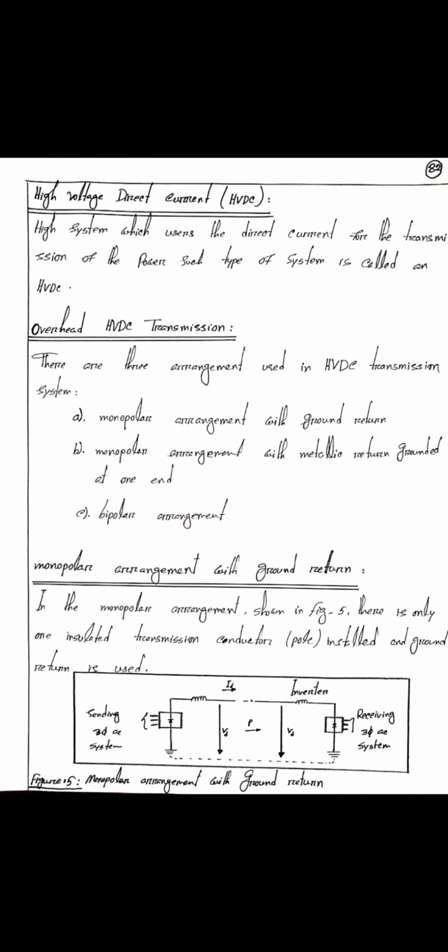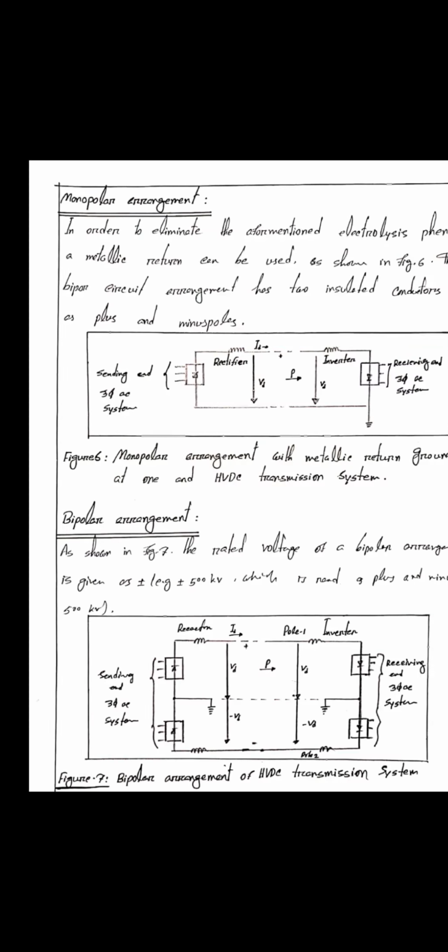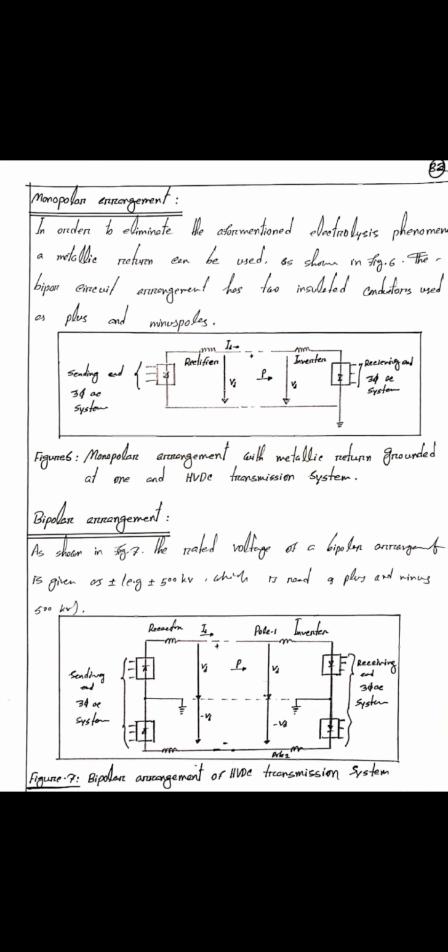High voltage direct current, HVDC transmission: monopolar arrangement with ground return, monopolar arrangement with metallic return, and bipolar arrangement. This is the figure of monopolar arrangement with ground return. Figure: monopolar arrangement with metallic return grounded at one end of the HVDC transmission line. Bipolar arrangement. Here is the figure of bipolar arrangement of HVDC transmission system.